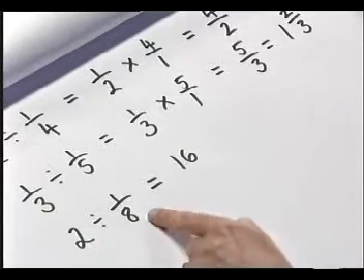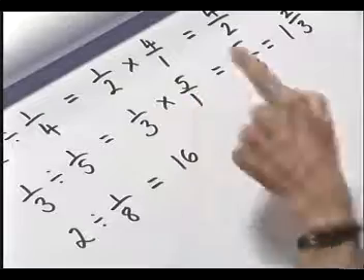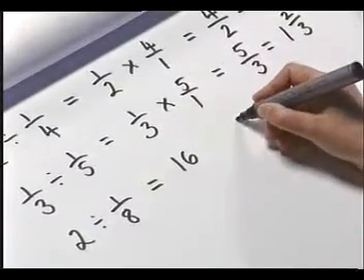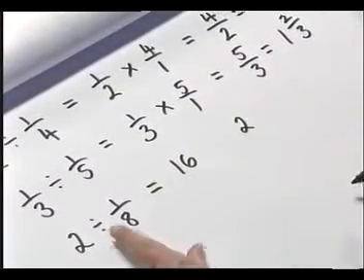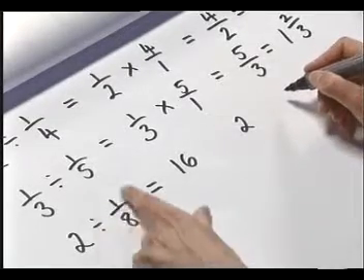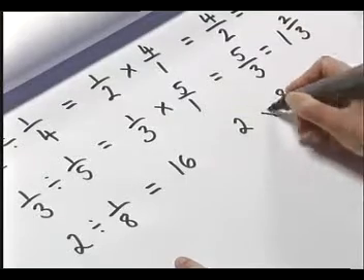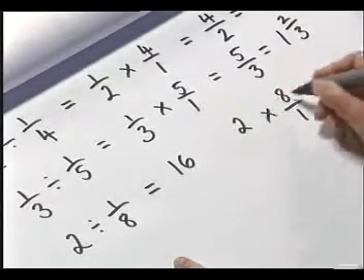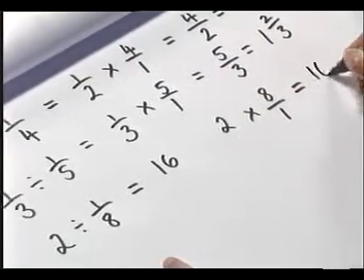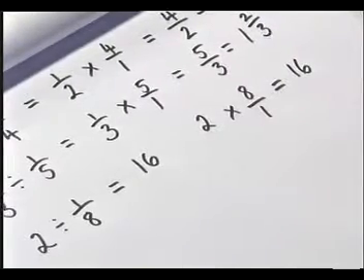Well, let's see what that looks like if we use our rule. So we take our 2. The divisor is our eighth, so we turn it upside down and we multiply. And yeah, we've got 2 eighths of 16 divided by 1, and we get our 16.